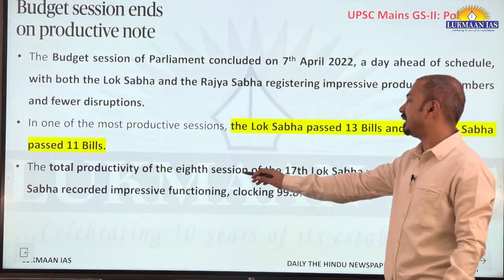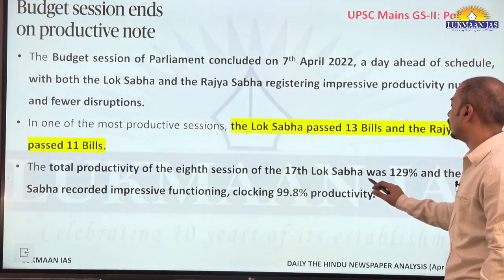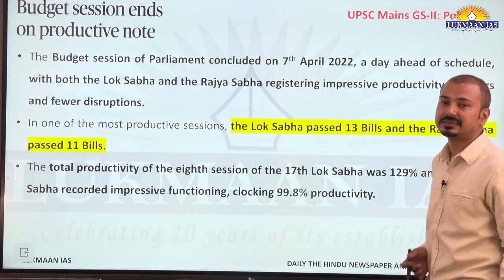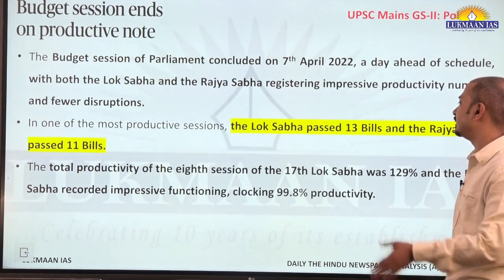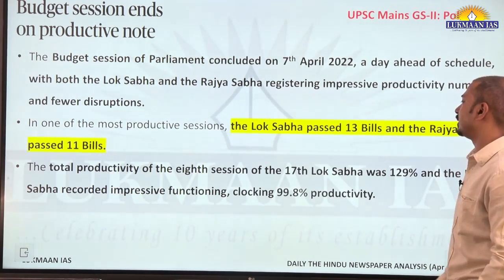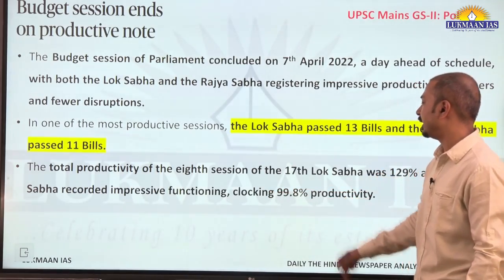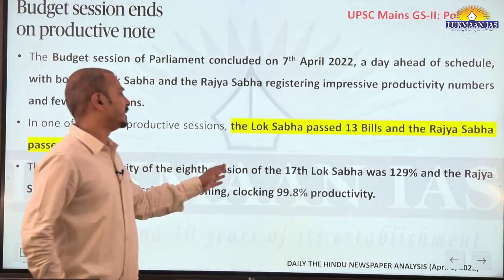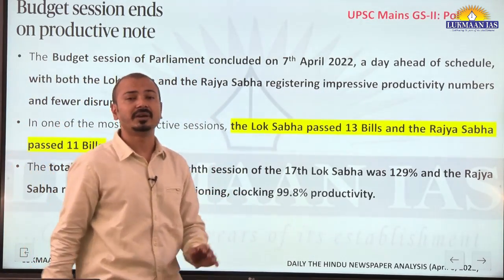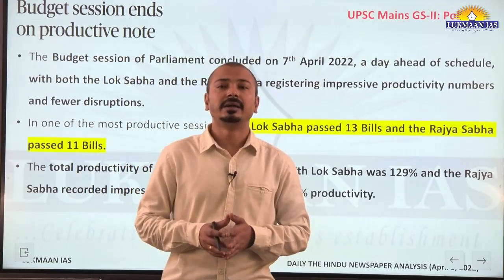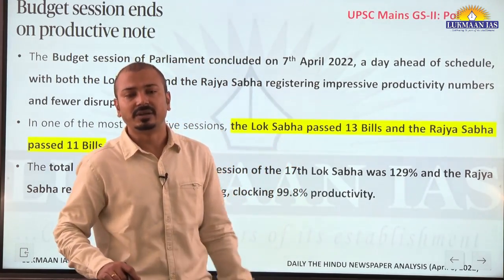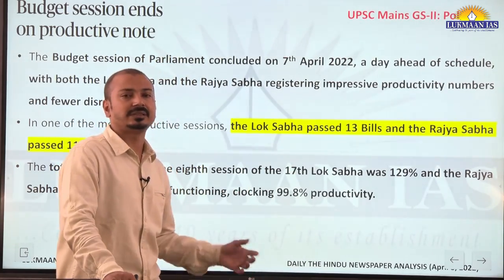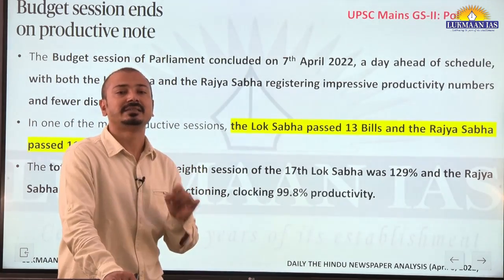The total productivity of the 8th session of the 17th Lok Sabha was 129%. 129% in the sense that they sat additional hours and discussed this budget as well as the other bills. Rajya Sabha recorded impressive functioning, clocking 99.8% productivity. You should know that in recent times, especially before the 16th Lok Sabha and during the UPA government's 14th and 15th Lok Sabha, it faced a lot of criticism for disruptions and poor productivity on the floor of the houses.